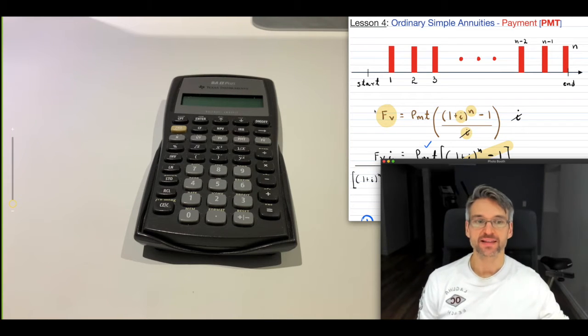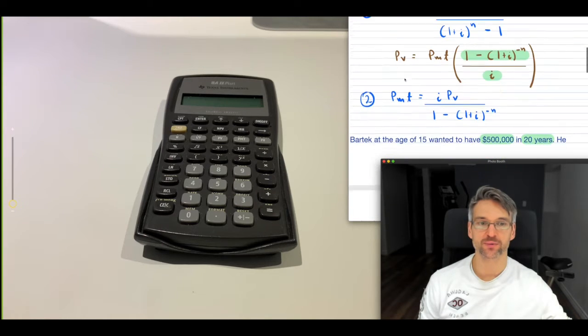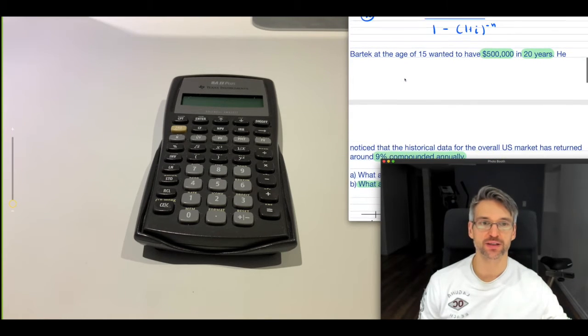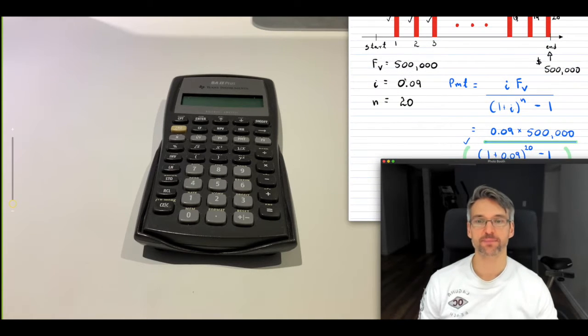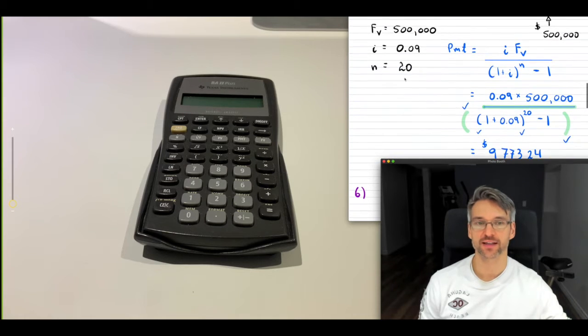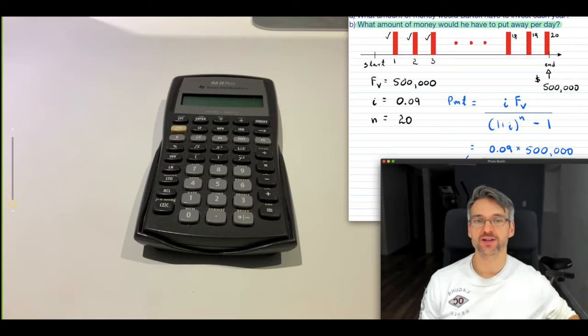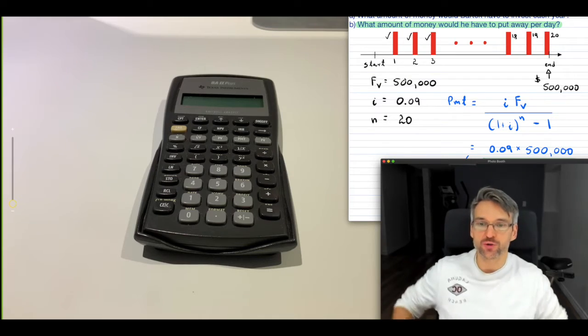So in that lesson, if I scroll down here, I'm going to show you the examples. We did this example where we were trying to find the payment, and all I did was use the regular formula with a regular scientific calculator. Now, because we have the future value, we have the interest, and we have N, I'm going to use the business analyst.